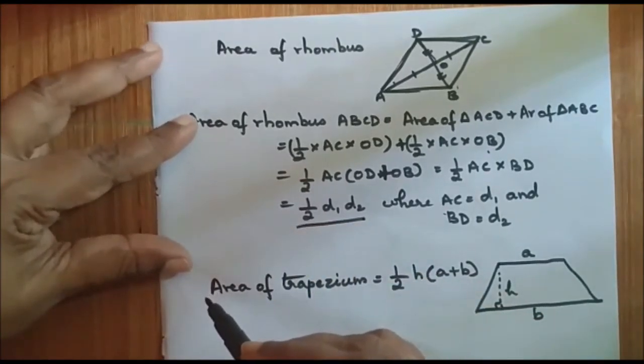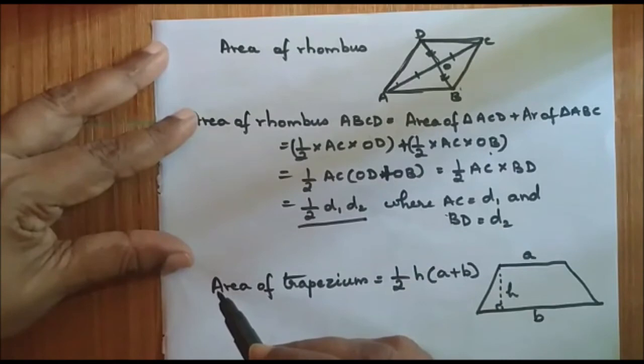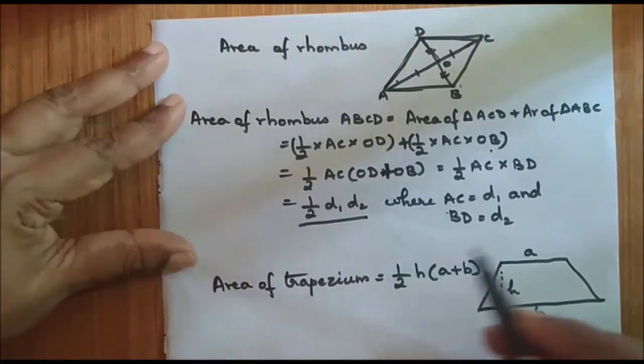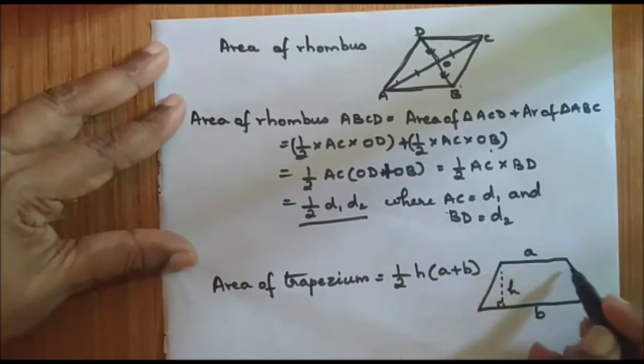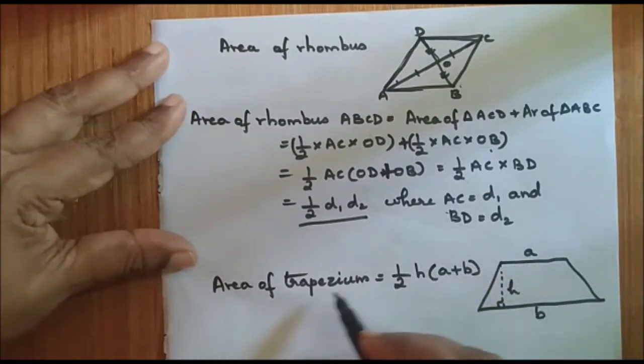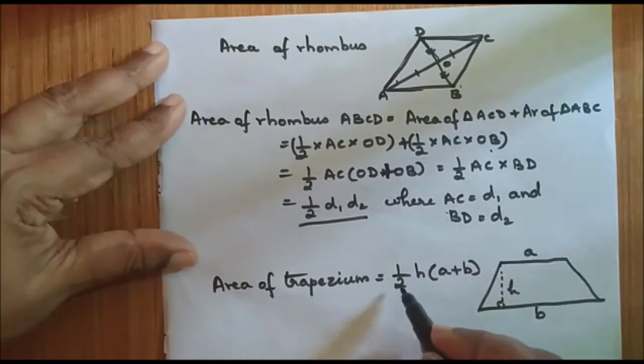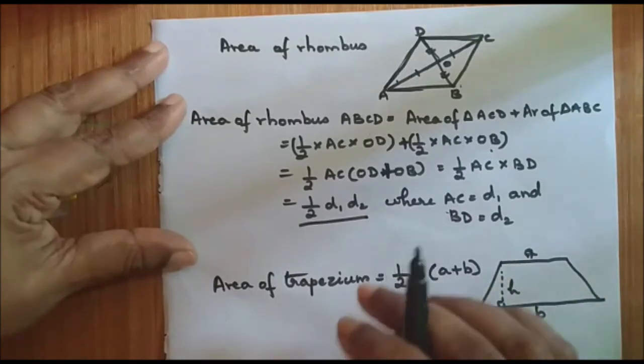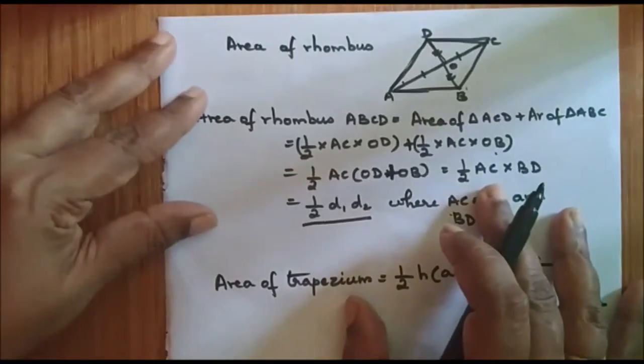So this is the formula for a rhombus. There we saw the formula for a general quadrilateral. This is the formula for a rhombus. Now this is a trapezium. In the case of a trapezium, the area of trapezium is given as half into height into A plus B, where A and B are the lengths of the parallel sides of a trapezium. Okay. I hope you have understood this.